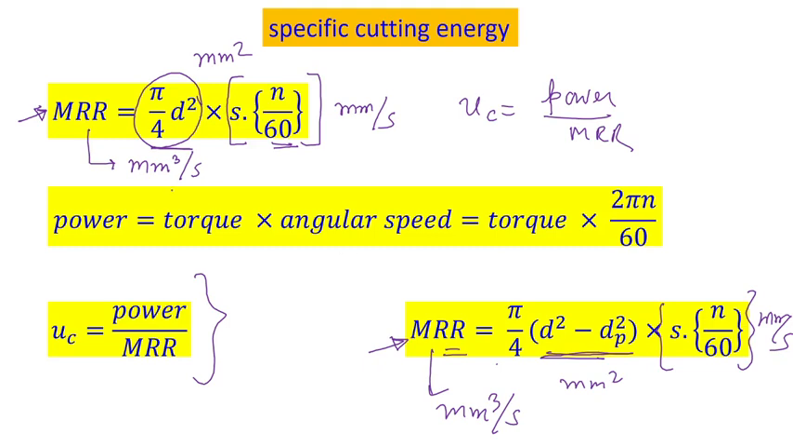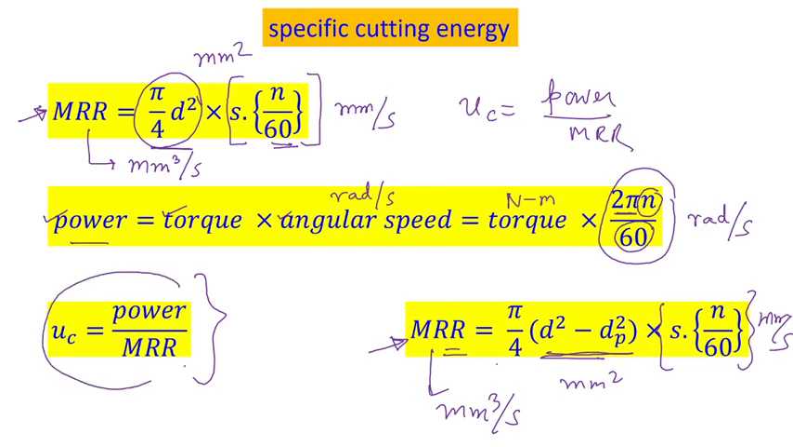Now how do you calculate power? It is the cutting torque into the angular speed. Cutting torque has to be in Newton meter and the angular speed has to be in radian per second. Angular speed is given in RPM, which is divided by 60 to get it in RPS, and multiplied by 2 pi to get it in radian per second. So you calculate power and then you calculate the specific cutting energy.